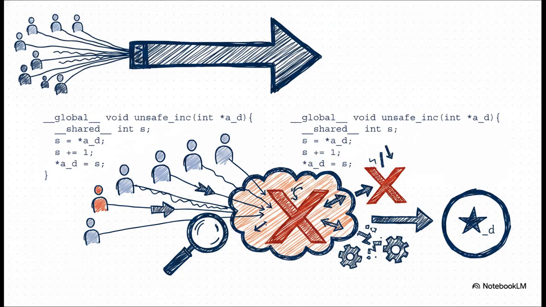We've got a shared integer s, it gets assigned the value of the global variable at avad_d. It gets incremented by 1, and then it's written right back to global memory. In the launch context, we're launching one block with 10 threads. Anyone spot the bug here?